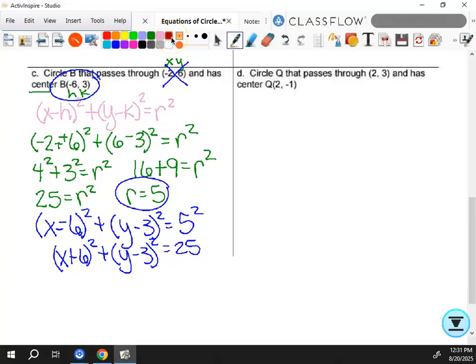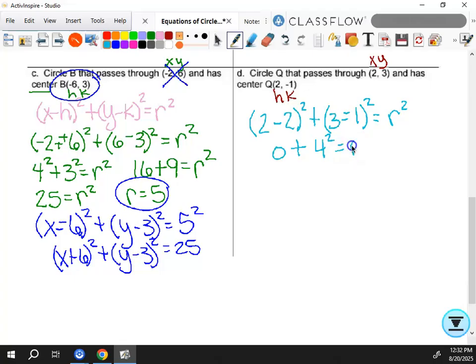All right, so my circle passes through, so this is my (x, y). This is my (h, k). Right, so then I'm going to have 2 minus 2 squared plus 3 minus a -1 squared equals r squared. Well, 2 minus 2 is 0. 0 squared is 0. So I really don't even have to write 0 down. 0 plus 4 squared equals r squared, which means r squared is 16, but really if 4 squared equals r squared, then r equals 4.